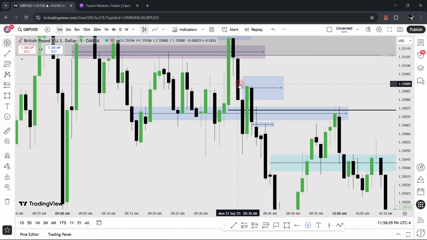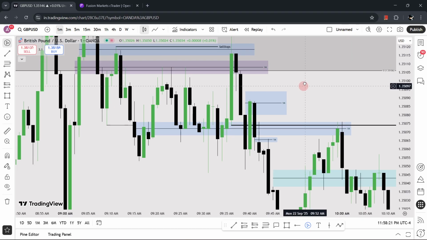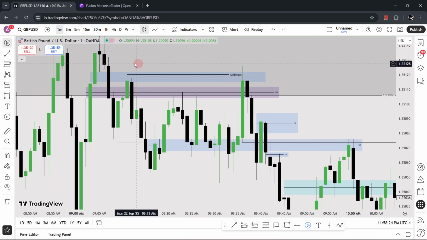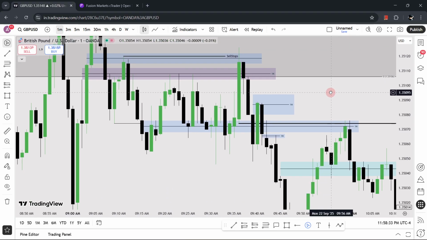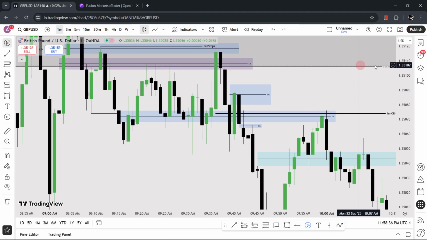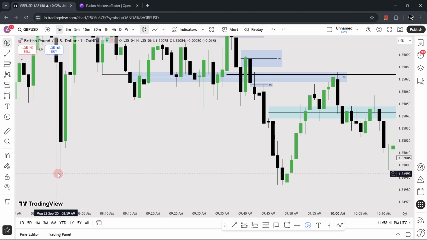Making stops above here, if you have some good guts, you could have entered from this 1 minute fair value gap, making stops above here. You don't have to fear when this buy side was taken, since our stop loss was around here. Thankfully it didn't trigger. That's great. And it took out this sell side.